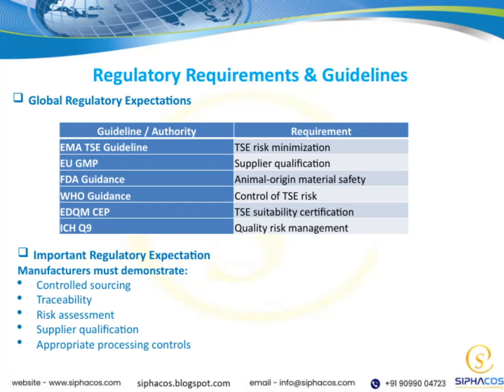When it comes to regulatory expectations, manufacturers have a clear set of must-haves. They need to show controlled sourcing, full traceability, thorough risk assessments, and proper supplier qualification. On top of that, processing controls must be appropriate and consistently applied. Various global guidelines back these requirements, from the EMA's focus on minimizing TSE risks to the EU's emphasis on supplier qualification and the FDA's guidance on animal origin material safety. Together, these standards form a framework that keeps quality and safety front and center.